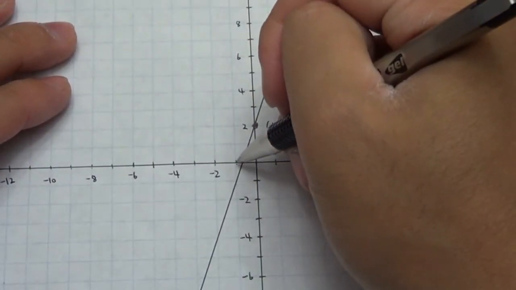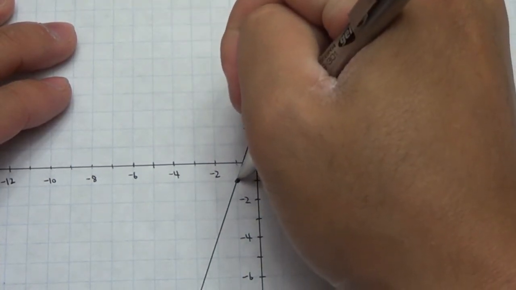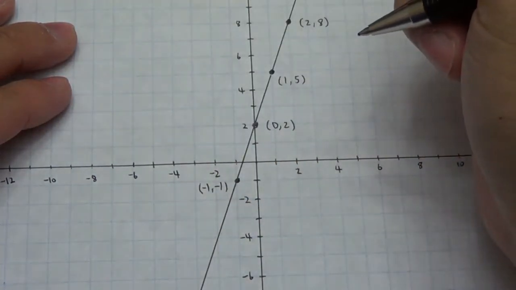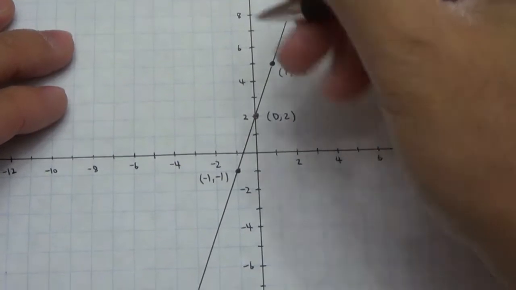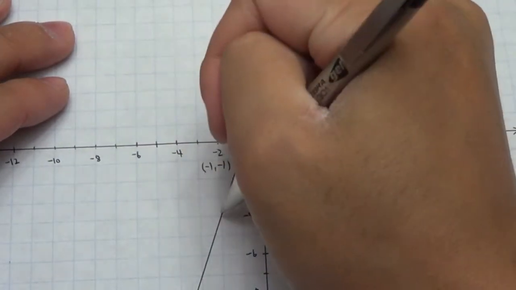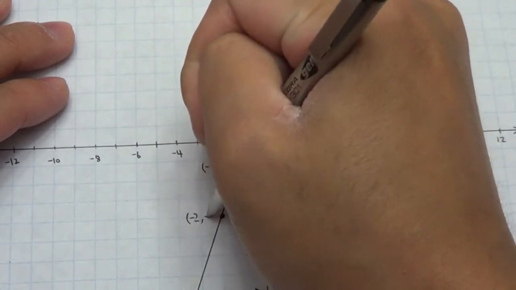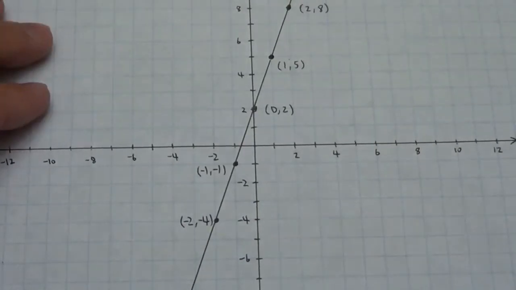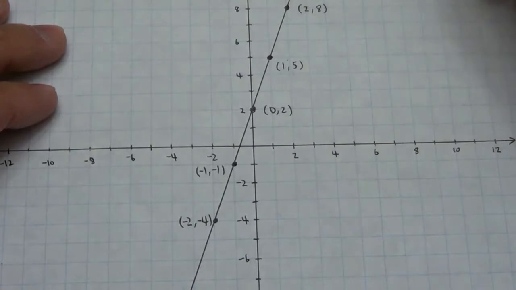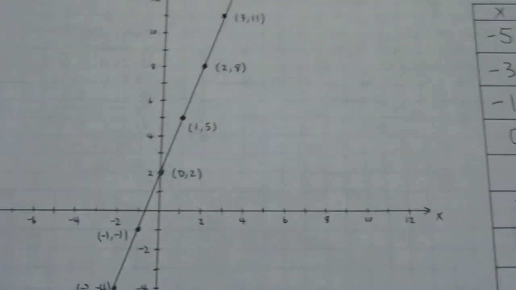When x is -1, y is -1. Alright, so that's (-1, -1). Alright, so that's 3 right there. If I want to keep on going, I can. If x is -2, y is -4. Okay, and those aren't the only points. Depending on how long you drew your line, how big your graph is, you may be able to identify additional points.